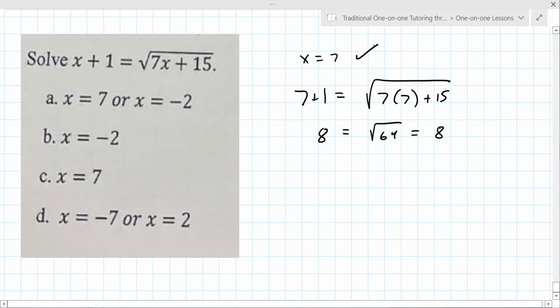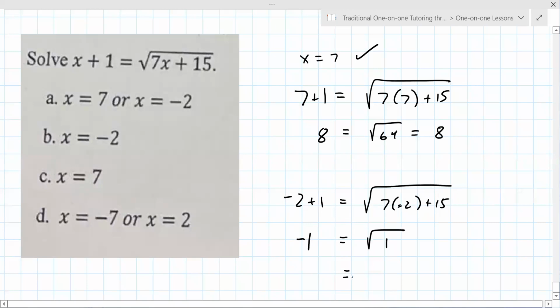Okay. But then we got to figure out, well, does -2 work? Right. So -2 plus 1, does that equal square root of 7 times -2 plus 15? What is -2 plus 1? I am asking you. This is important that you get this right. It's -1. -1, yeah. Now the square root can never be negative. This ends up being the square root of 1, which is 1. It's not -1. So this is false.